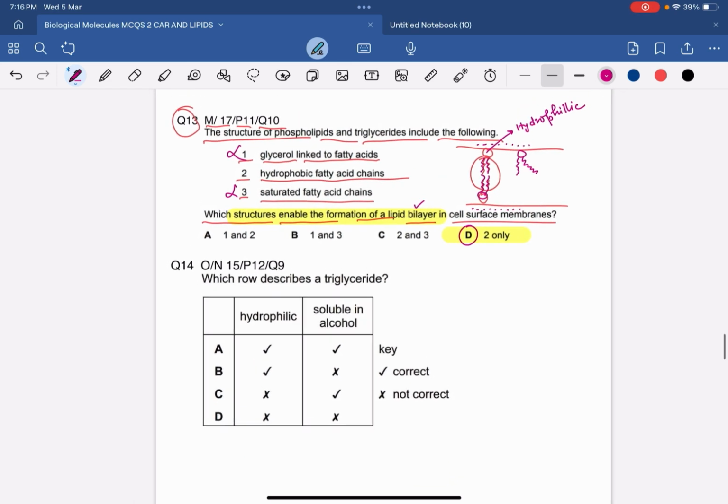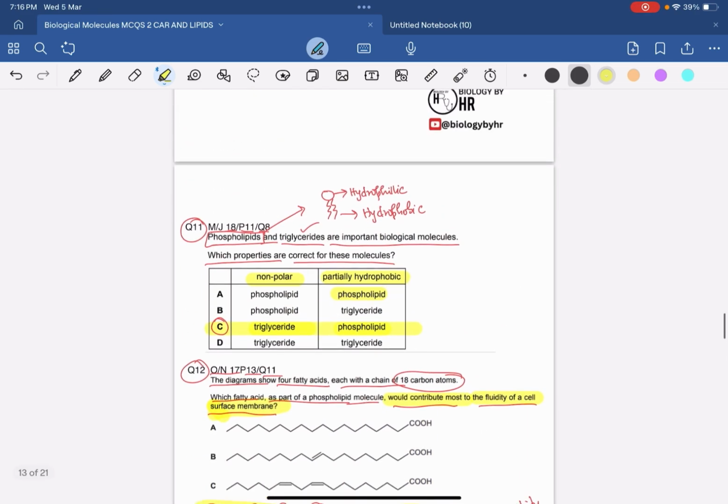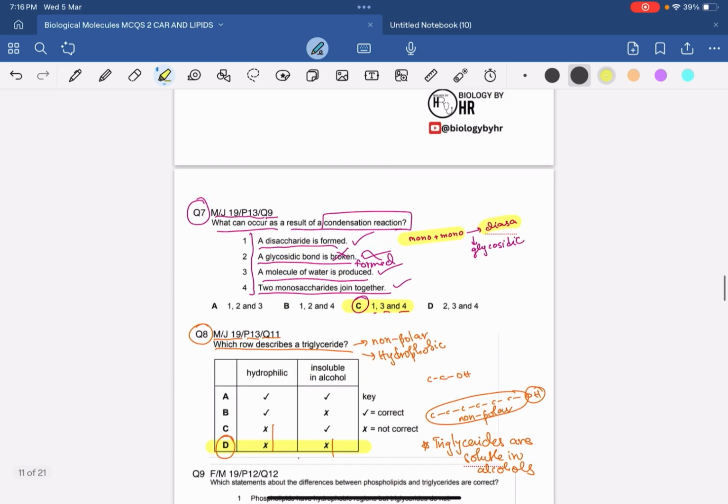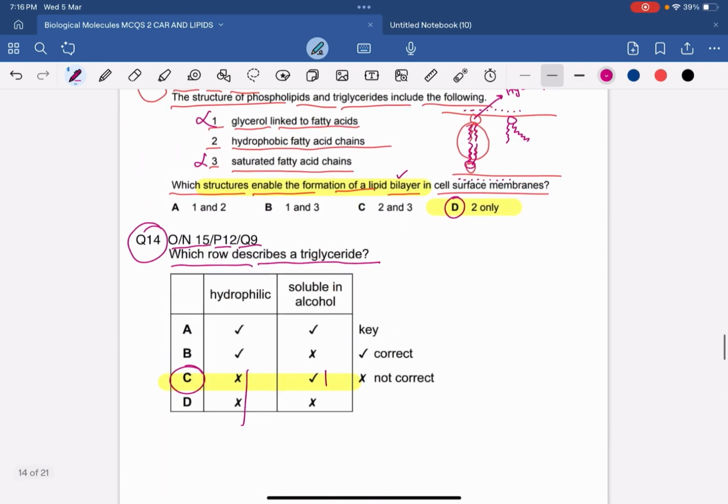Then let's move on to the last topical MCQ of the lipids from the biological molecules, which is question 14. This question is from October-November 15, paper 1 to question 9. It says, which row describes a triglyceride. I already told you guys that the triglycerides are non-polar, or you can say hydrophobic in nature. They are not hydrophilic, and yes, they are soluble in alcohol. So hence the correct answer over here would be option C. We have already discussed a question like question 14 in the above MCQs. Yes, like question number 8, we have discussed it in very much detail, so you can refer to this question for the detailed explanation, right?